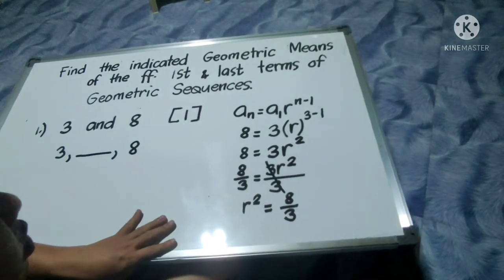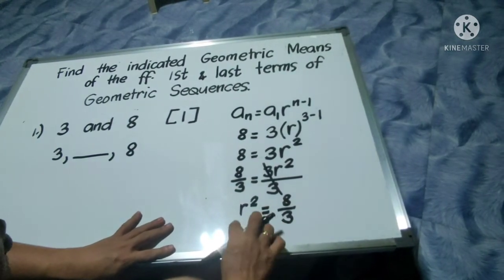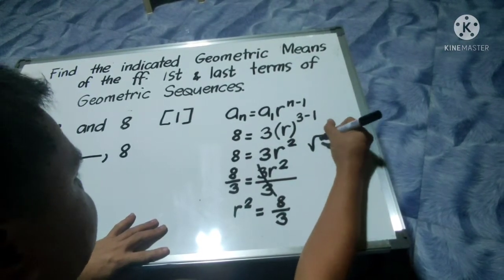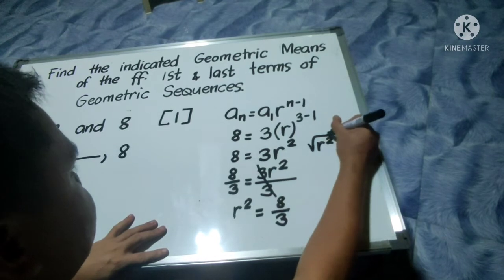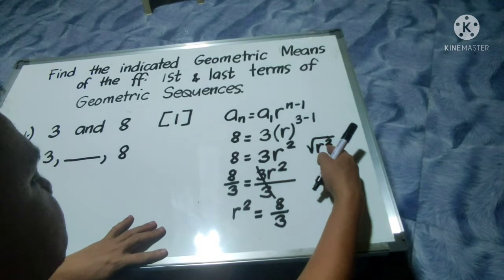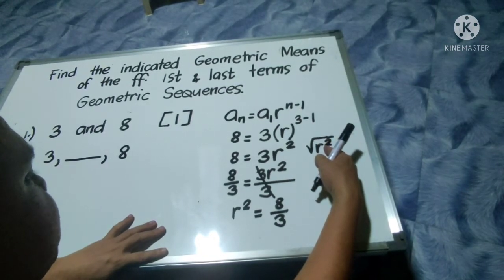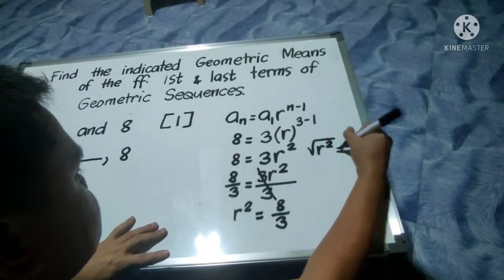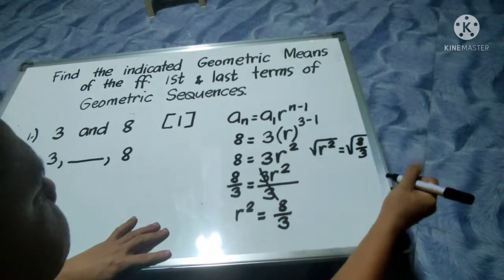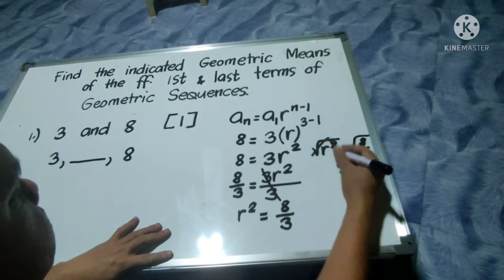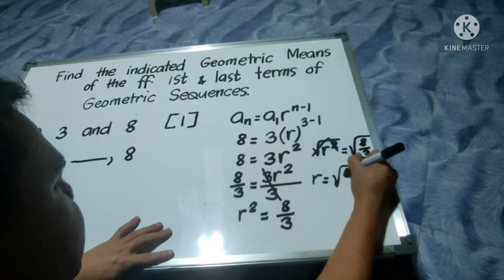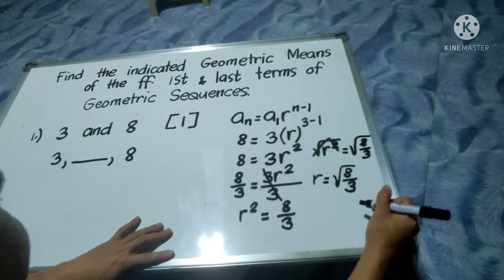And that is possible only when we get the square root of r squared. So get the square root on both sides of the equation. It is square root because the exponent of r is 2. If this is 3, you'll have cube root. If this is 4, you will have the fourth root. Is equal to the square root of 8 over 3. Cancel. r is equal to the square root of 8 over 3.